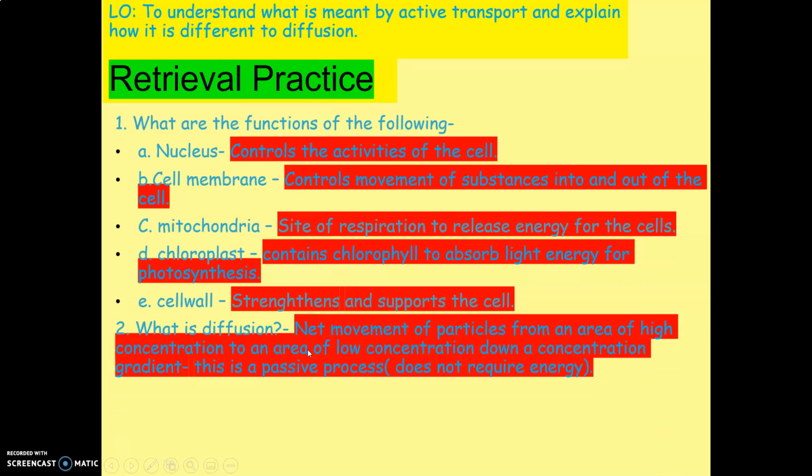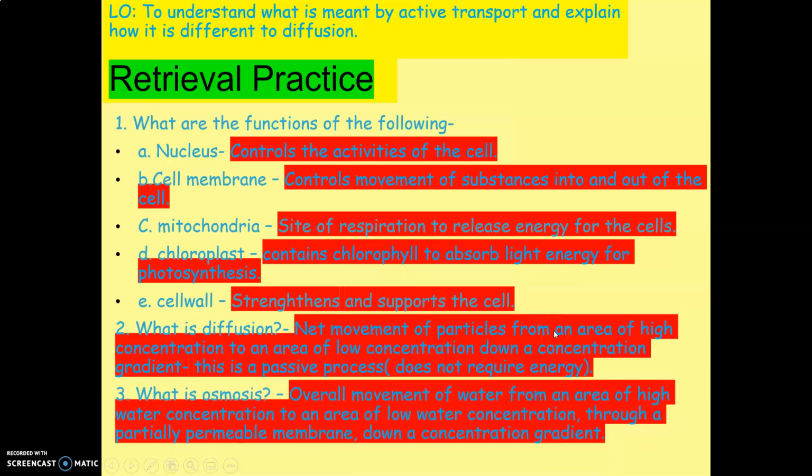So diffusion is the net movement of particles from an area of high concentration to an area of low concentration down a concentration gradient. This is a passive process, meaning no energy is required. What is osmosis? So osmosis is the overall movement of water from an area of high water concentration to an area of low water concentration through a partially permeable membrane down a concentration gradient.